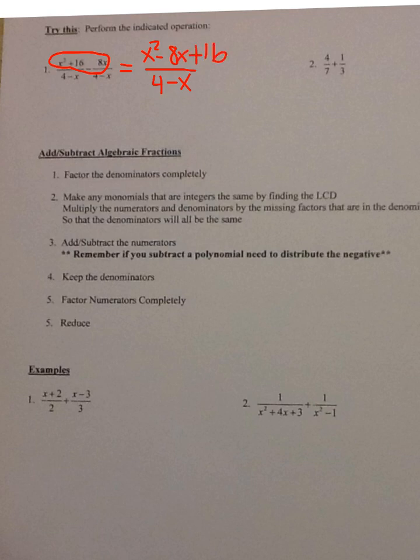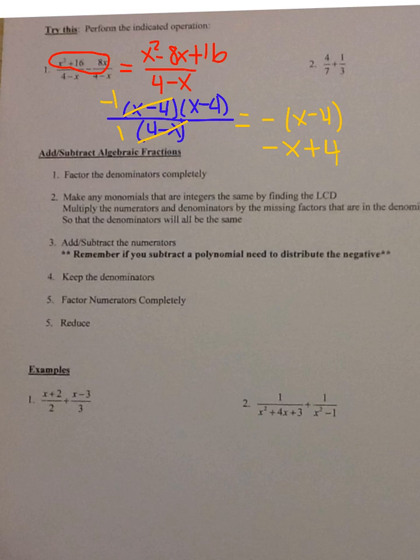Okay, so now I'm going to factor. I can factor the numerator. The numerator factors and becomes x minus 4 times x minus 4, over the denominator, which is 4 minus x. I cannot factor the denominator. So I can reduce x minus 4 and 4 minus x. Those are opposites, so they reduce to negative 1. So then my answer is negative times x minus 4, or if you write negative x plus 4, same thing.